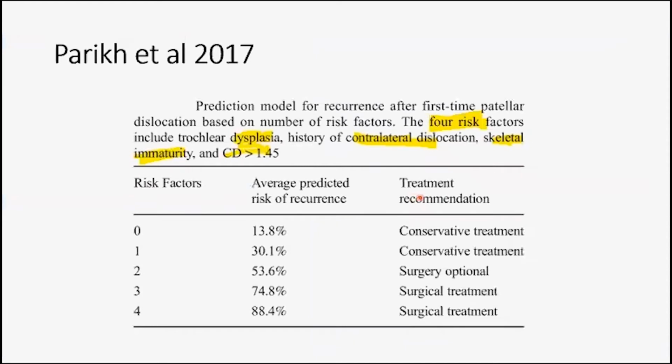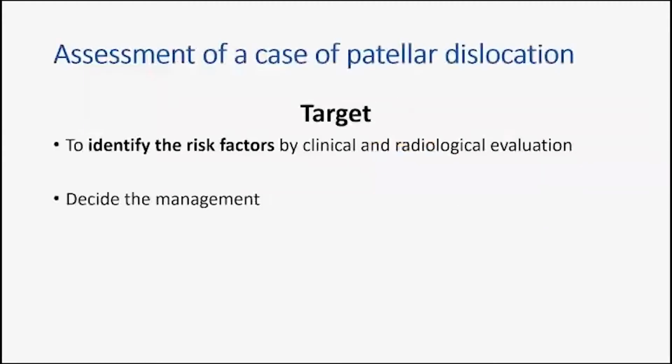Parikh in 2017 used only four risk factors, including skeletal immaturity, patellar height using Caton-Deschamps, and history of contralateral dislocation. And he reported that increasing the risk factors will increase the rate of recurrence. And he reported that with two or more risk factors, a surgical option will be recommended in these patients. It is important to identify the risk factors in each case to define which patients are going to have a recurrence.